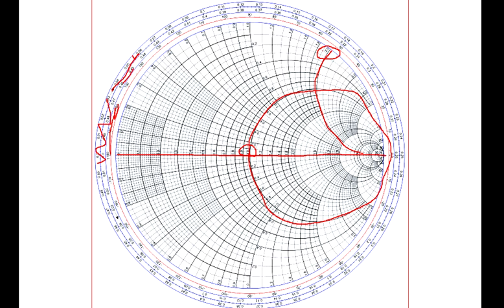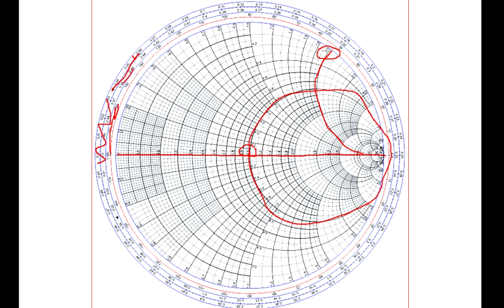If you multiply that by 50 ohms, you'll find out what your impedance is. That's easily done. 50 times 1 is 50, and 50 times 2 is 100. So we've got an unnormalized or real world impedance value of 50 plus J100.